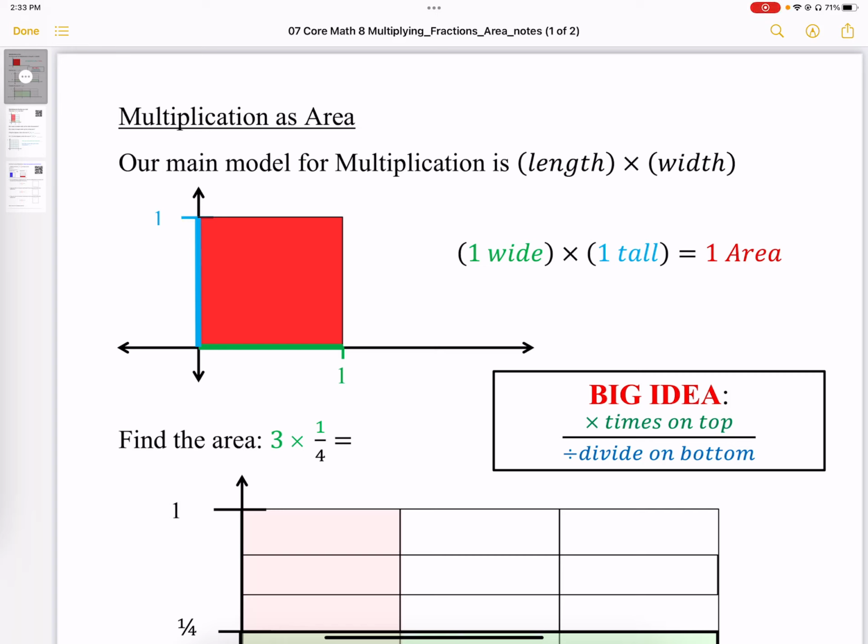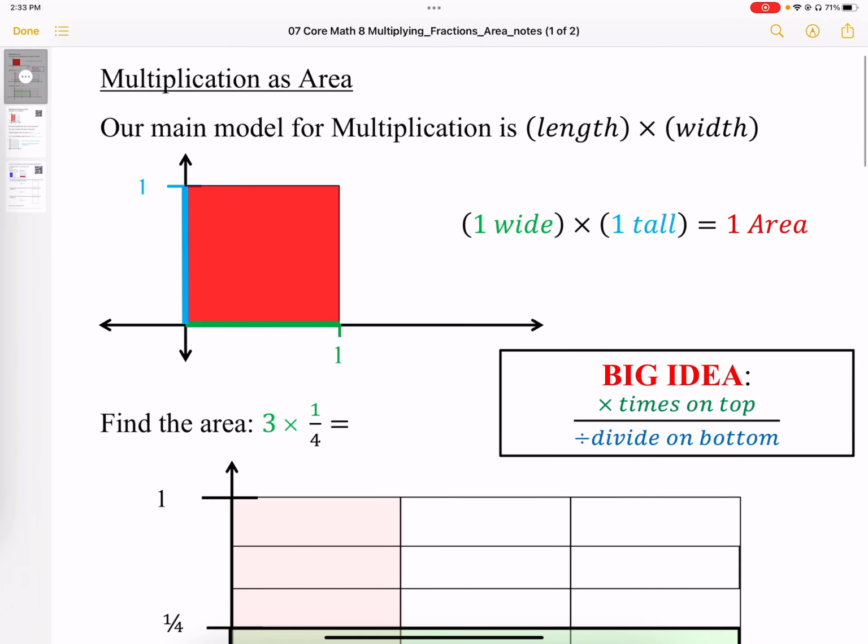Our main model to show multiplication is to show it as length times width equals area. Now we're going to use the same model and we're going to apply it to fractions. But to do this, we just want to make sure that we understand what one whole represents.